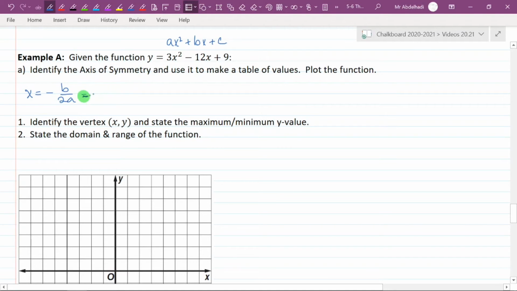So x equals, there's a negative, which is separate from any other negative you're going to have. B is negative 12, so b has its own negative, over 2 times a, just like with the quadratic formula, the bottom is 2a. And your a is 3. So what is this? Negative and negative, these negatives cancel out. So now we just have 12 over 6, and 12 over 6 is 2. My axis of symmetry, AOS, is a vertical line, x equals 2.